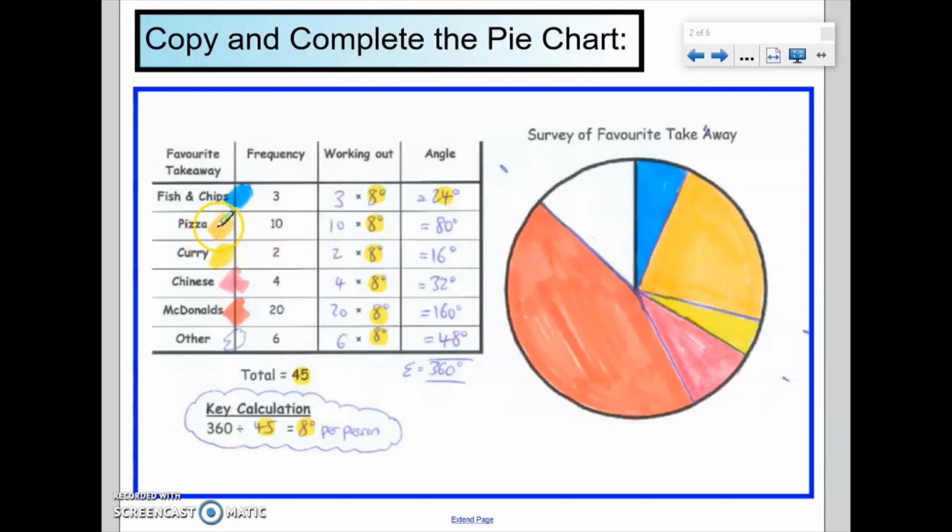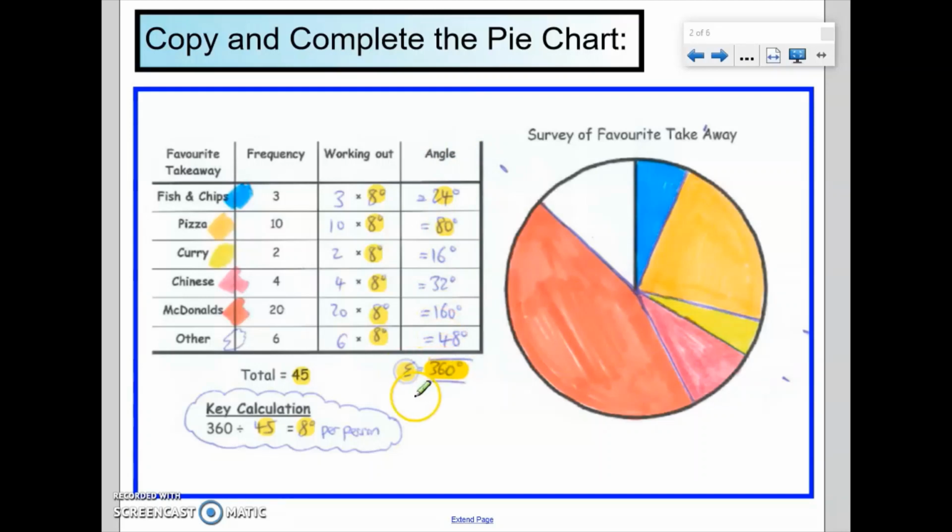There were 10 people who said their favorite takeaway food was pizza. So I've done 10 times 8, which gave me 80. And I've then used my protractor to draw a nice accurate angle of 80. I've continued that round for my whole pie chart, making sure all my angles add up to 360.